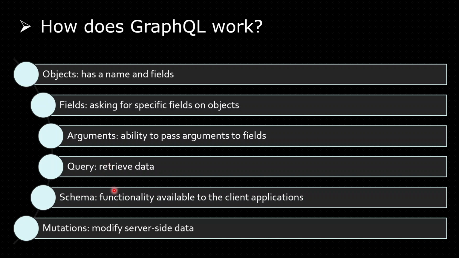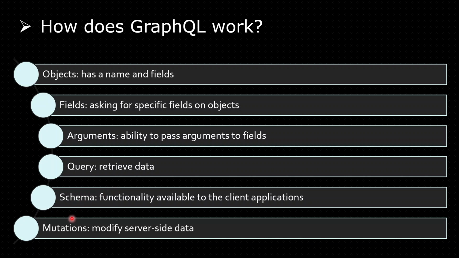The structure of data storage is called schema here, and schema is a functionality available to the client applications, where a client application can retrieve the schema of the GraphQL implementation to understand what is the mechanism, what is the structure of the data.